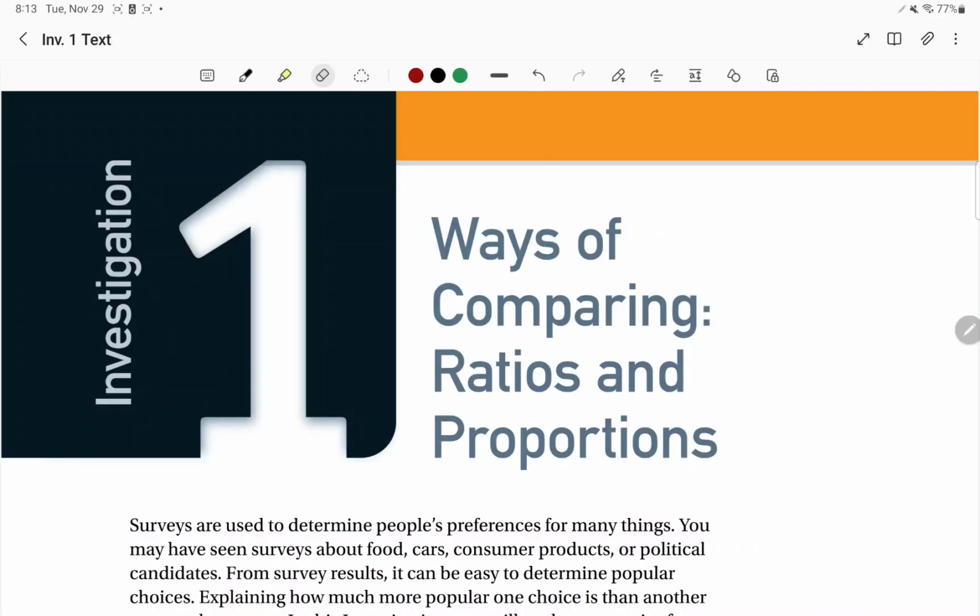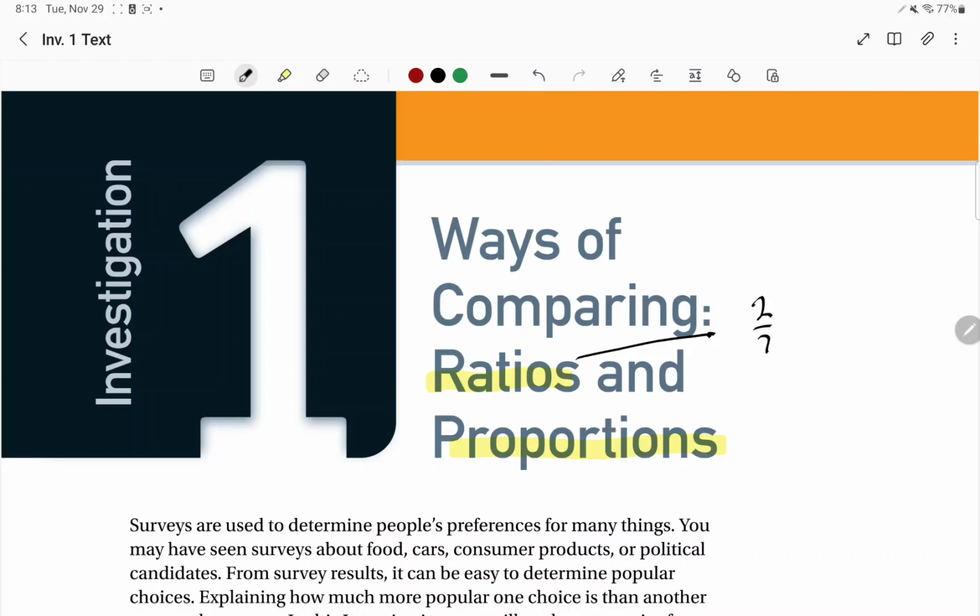Let's take a look at the beginning of Investigation 1, which is titled Ways of Comparing, and we're looking at ratios and proportions. We've talked about ratios and proportions many times. Remember, ratios and proportions are essentially the same thing, or I guess they're not. Ratios are comparisons of values. So for example, a ratio would be 2 to 7, right?